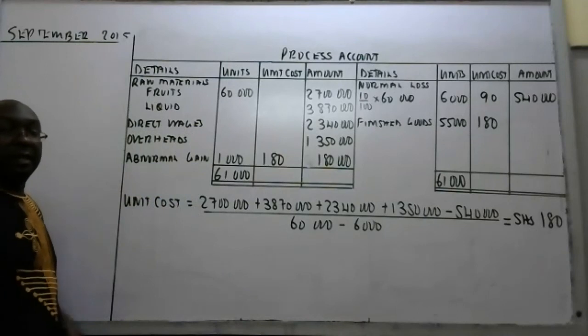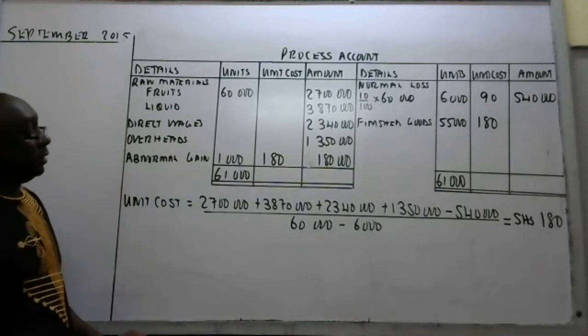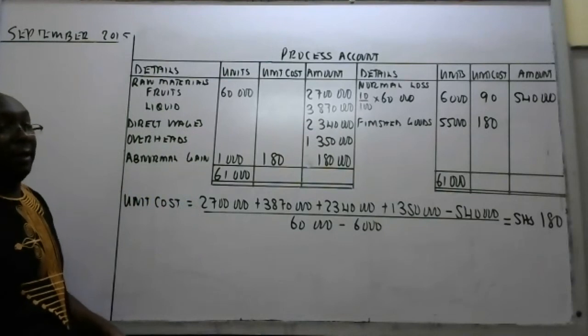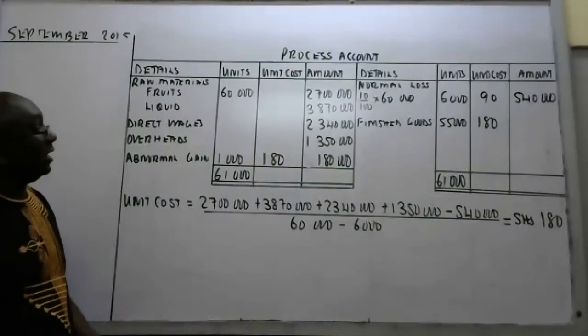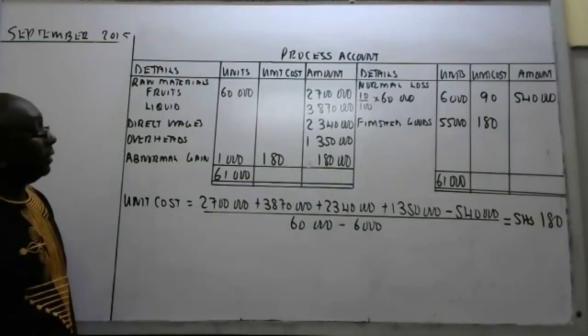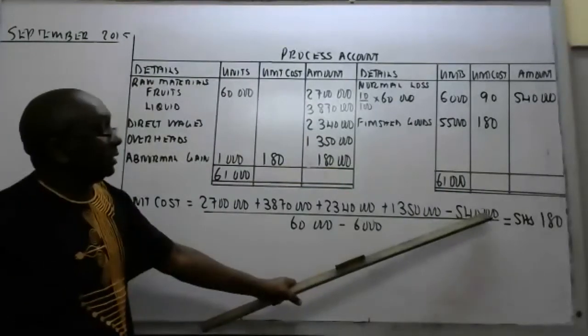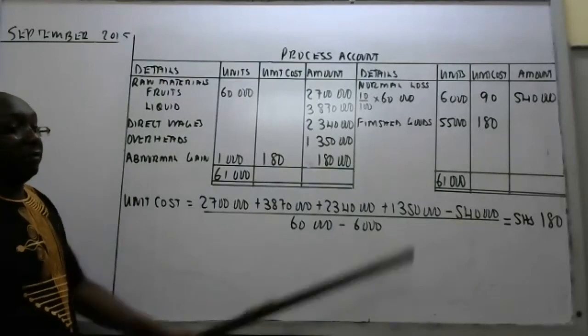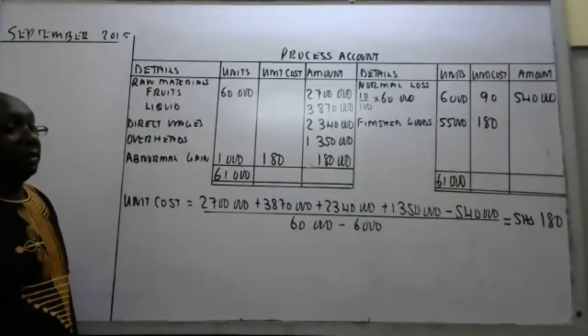Abigail, how many pata nini? 180. Confirm. Maybe how to subtract. We have 540. Where?